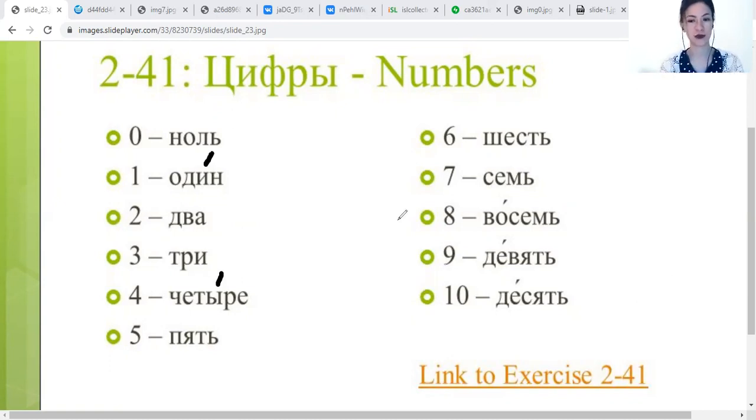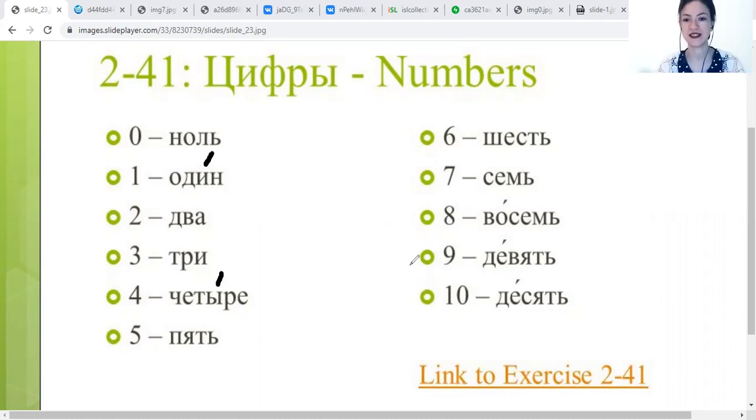Восемь. By the way, octopus in Russian we say осьминог. Осьминог because he has 8 legs. Ног, нога, it means leg. Осьми, kind of very similar to восемь. So it's an animal who has 8 legs. Осьминог.